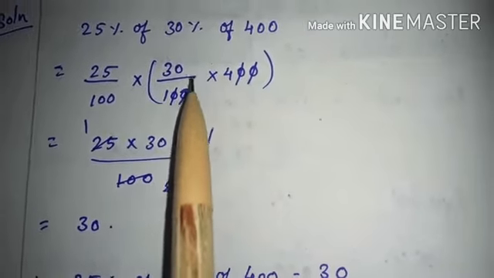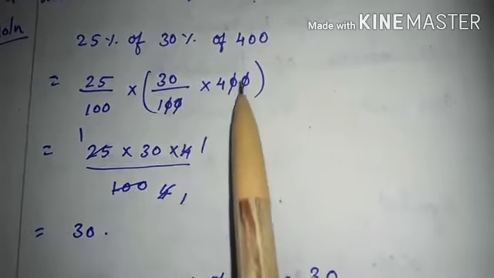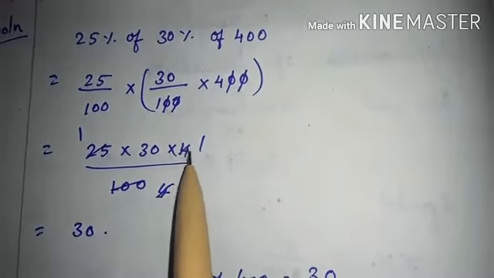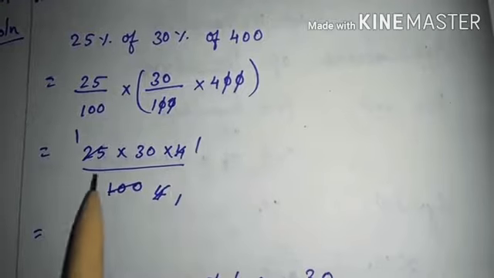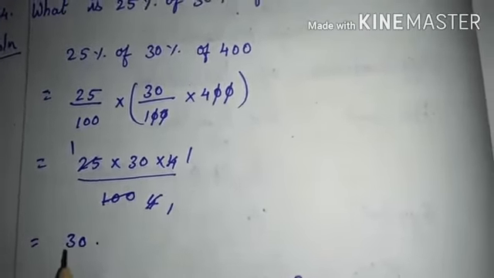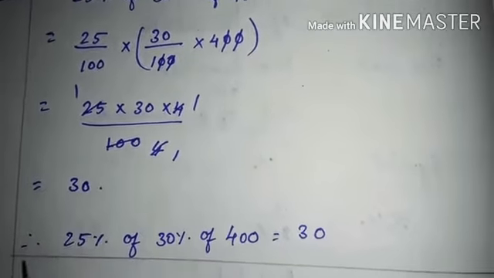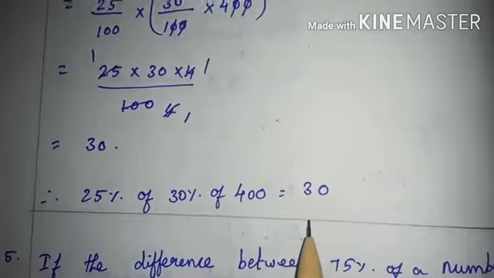First, you have to find the value of 30 by 100 into 400. After cancelling the zeros, we get 30 into 4. That is 25 by 100 into 30 into 4 by 100. Again, we are cancelling by the common factors. We get the answer as 30. Therefore, 25% of 30% of 400 is 30.